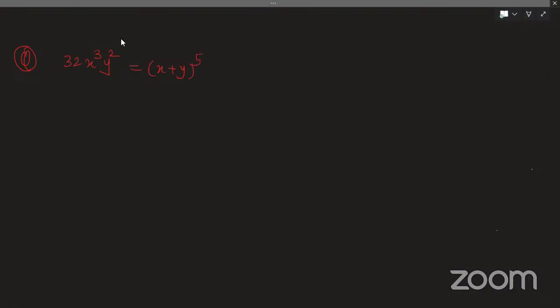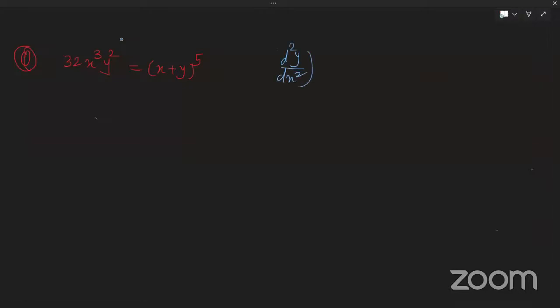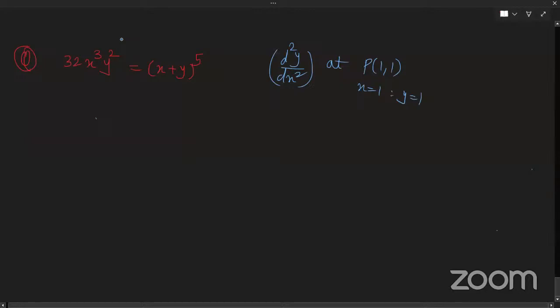Okay, great. So just one last question before going. 32x cubed into y square is equal to x plus y whole raised to 5. And it is asking you the value of d2y by dx square at point P 1, 1. So 1, 1 means x is equal to 1 and y is also equal to 1.